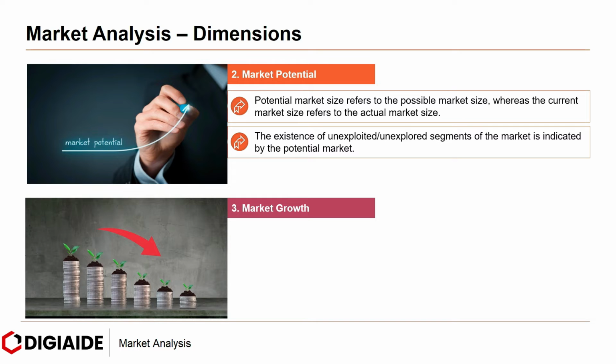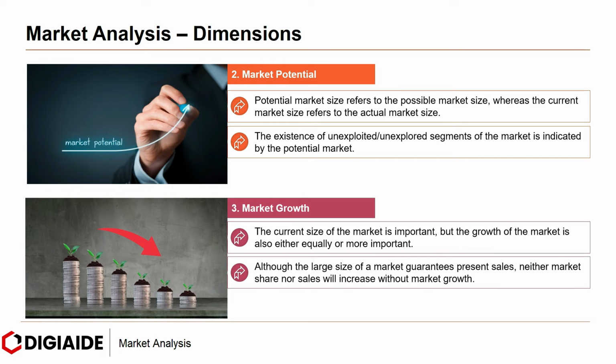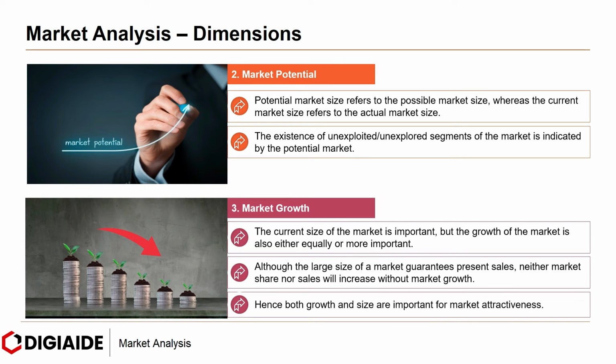Third, market growth. The current size of the market is important, but the growth of a market is also either equally or more important. Although the current size of the market guarantees present sales, neither market share nor sales will increase without market growth. Hence, both market growth and market size are important for market attractiveness.